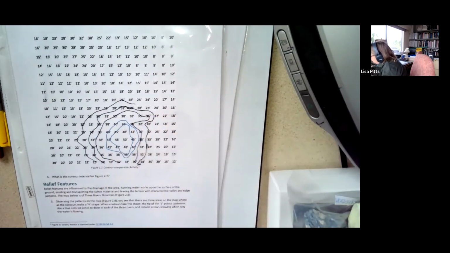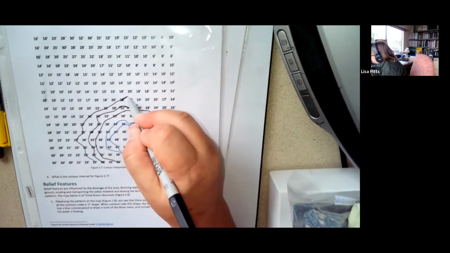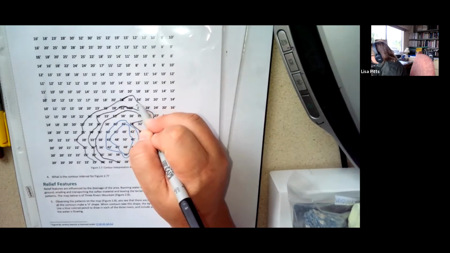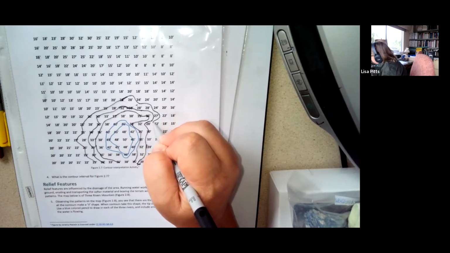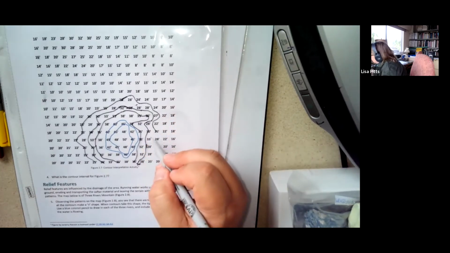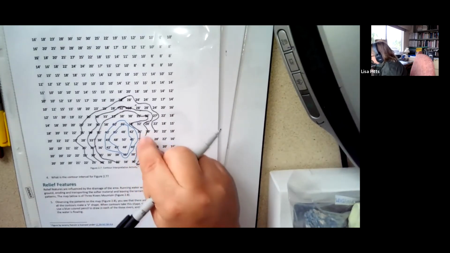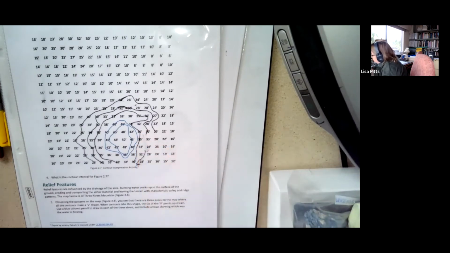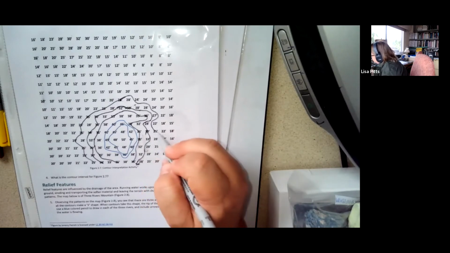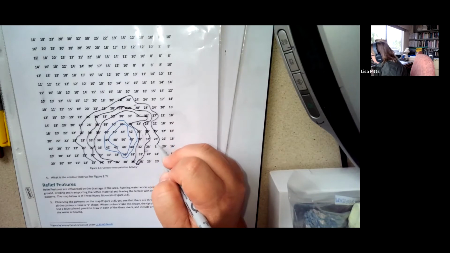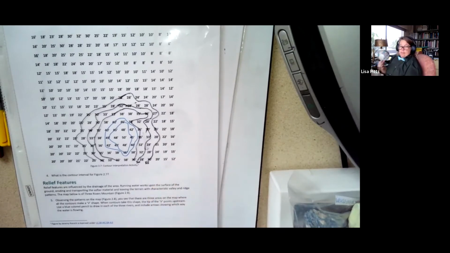Oops, I made a boo-boo over here. Oh, issues all over here. This is why we should use erasable things, because there we go. 25. Part of it is that I have to keep telling myself what the number is that I'm drawing.